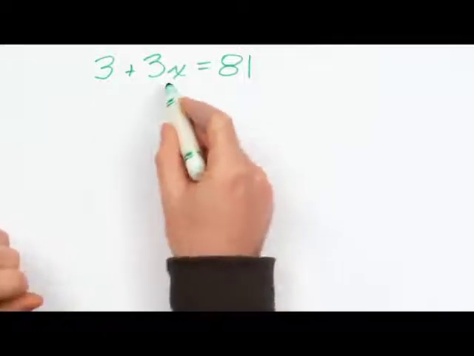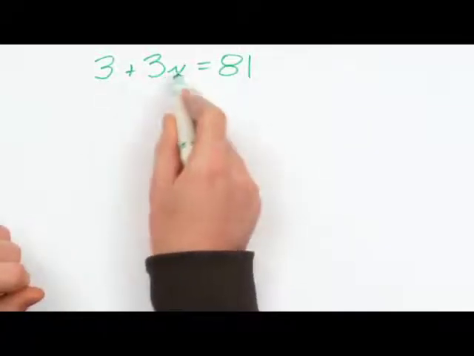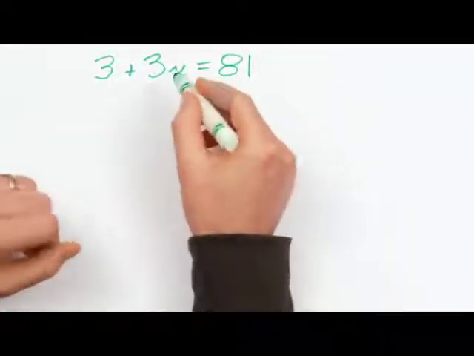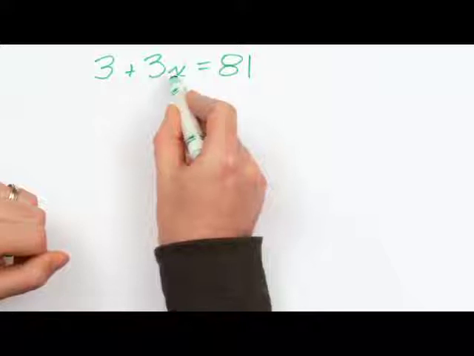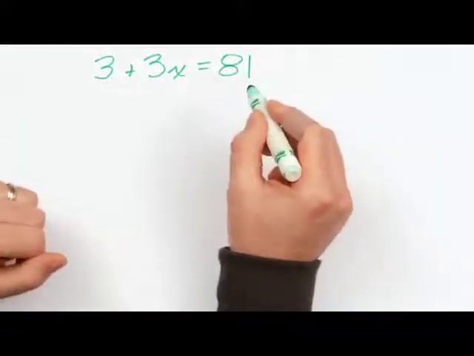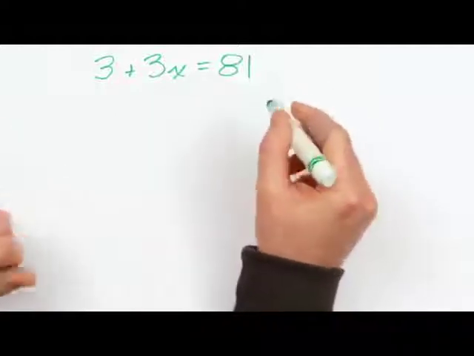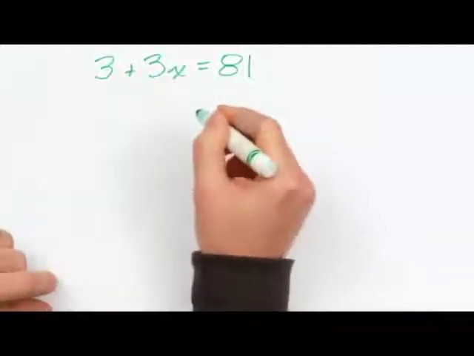Well, if x was really small, maybe 1, then 3 times 1 plus 3, that's nowhere near 81. What if I made it 10 instead? Well, 3 times 10, that's 30. I'm still not close. How about 100? 3 times that's 300. Whoa, that's way too big. All right, I think it might be around 20.